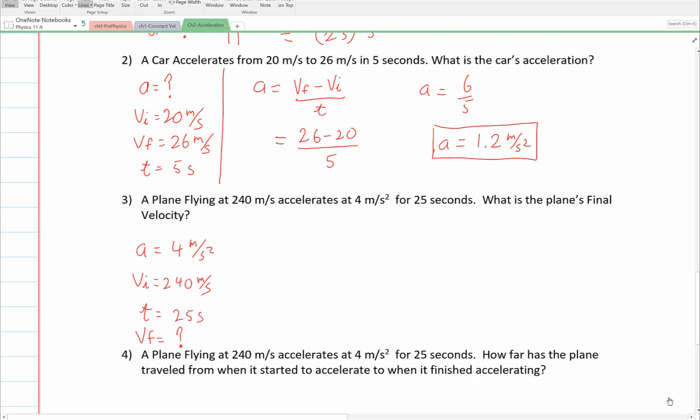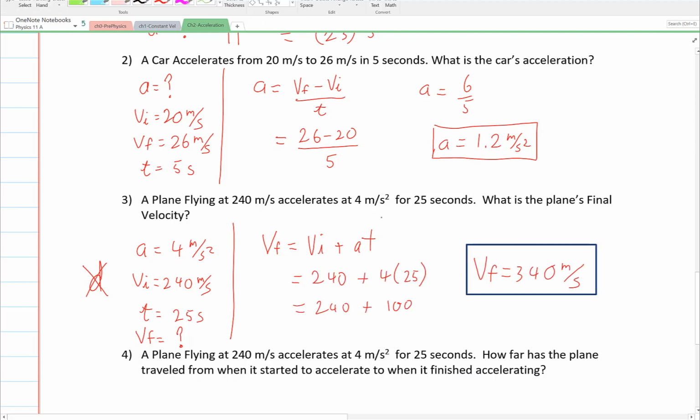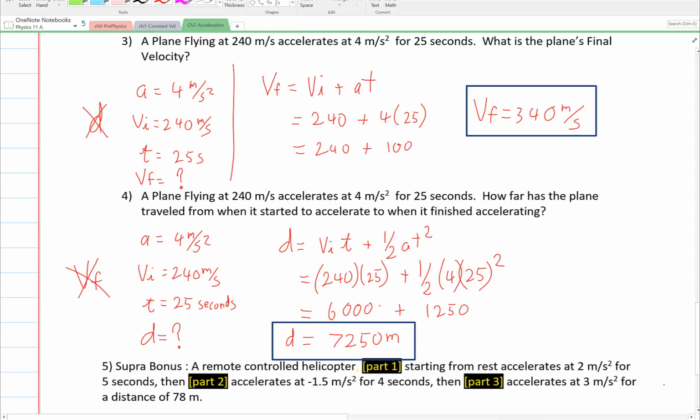In number 3, which variable is not given and asked for? The distance or displacement. So the formula that we use is Vf equals Vi plus at. That's a good version of it. There's the answer for number 3. Please go ahead and pause the video after you finish number 4. And there is number 4 for you.